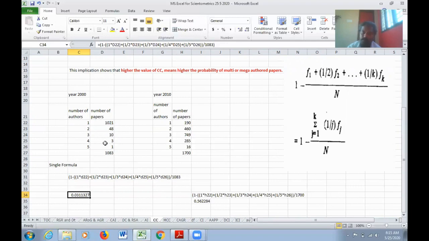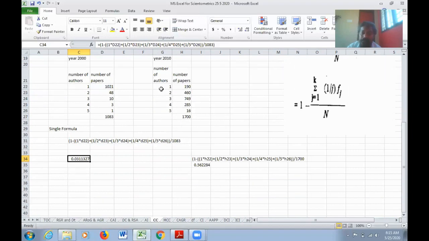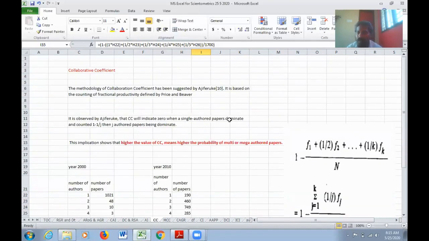Quite in contrast to this, come to the year 2010 and you see singular papers are only 190, but the remaining are all joint or multi-author papers. Here, if I use this formula, the answer is 0.56. That means a higher CC indicates a higher probability of mega or multi-author papers. So even CC can be calculated.